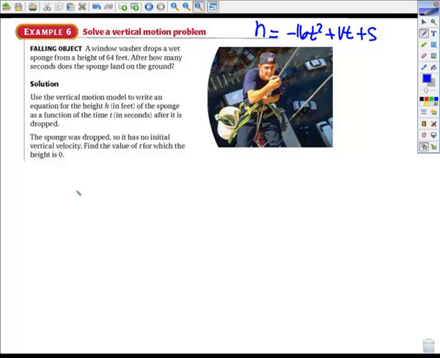So in this particular case, we want to know when it lands on the ground, so we're going to set it equal to 0. But he's not forcing the sponge, so we don't have an initial vertical velocity. So we have our acceleration, it's going down, plus, because he starts at 64 feet. So I have no middle term in this case.